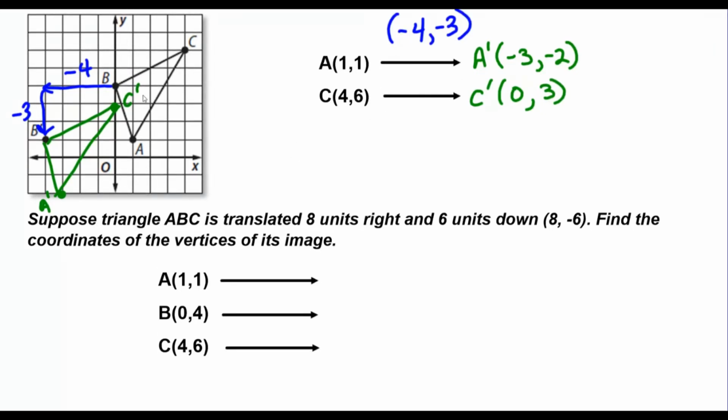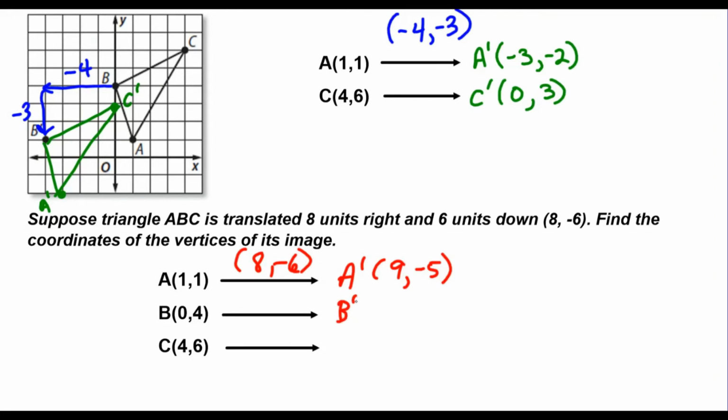Suppose triangle ABC, this original one in black, is translated 8 units right and 6 units down. So that would be a +8, -6. Find the coordinates of the vertices of its image. So we're going to perform this translation on each point to find out where their new points would be. 8 units to the right would be adding 8 to the x value, so A prime is going to end up at 9. And we're going to take 6 away from the y value because we're translating it 6 units down, so that's going to put me at -5. So the new A prime would be at 9, -5. Now that won't fit on my grid, but I know where it's at.